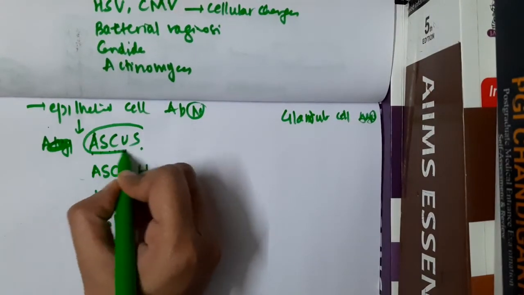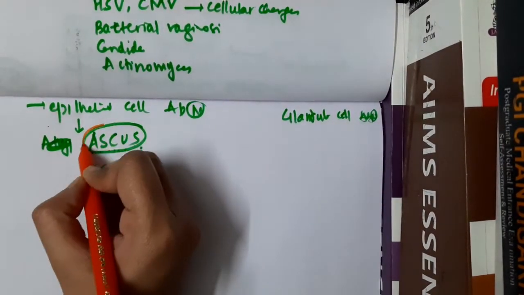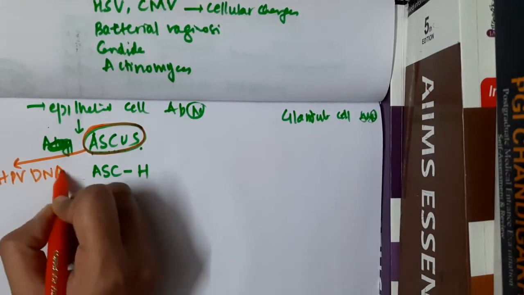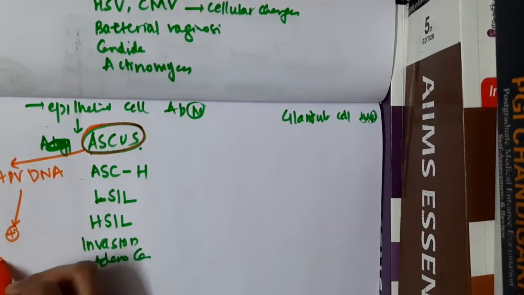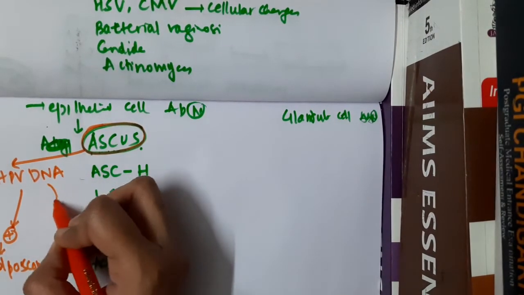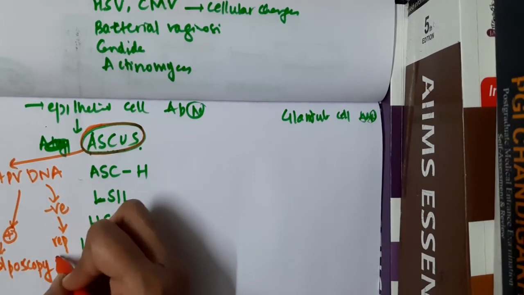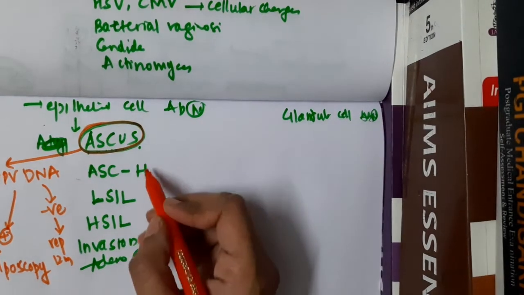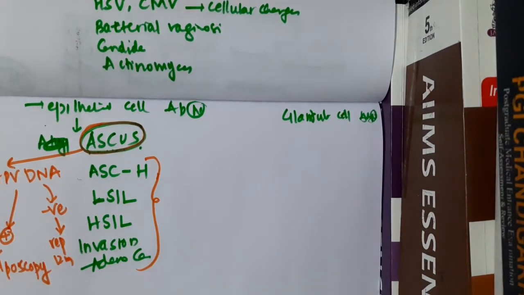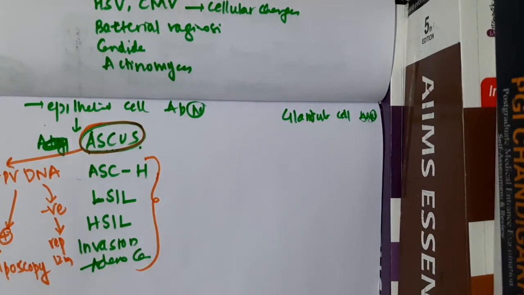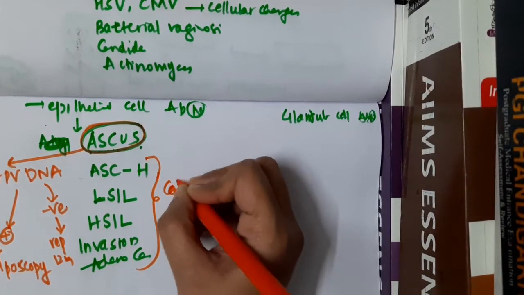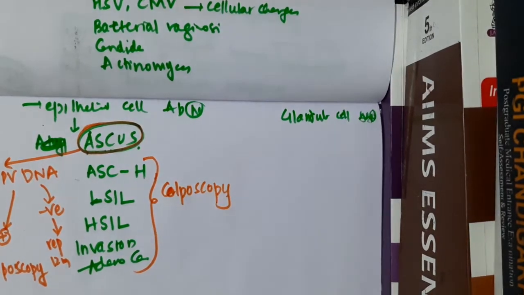If there is ASCUS, that is atypical squamous cells of unknown significance, then you should do HPV DNA testing. If this HPV DNA testing is positive, then we do colposcopy. Colposcopy is done if HPV DNA testing is positive. If it is negative, then you should repeat at 12 months. Okay, that is for ASCUS. For everything other than ASCUS, which is atypical squamous cells high grade, low grade squamous intraepithelial neoplasia, high grade squamous intraepithelial neoplasia, adenocarcinoma and invasion, you will have to do colposcopy. Right? Fine.